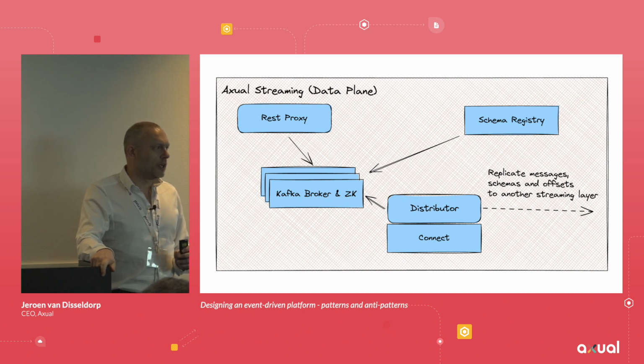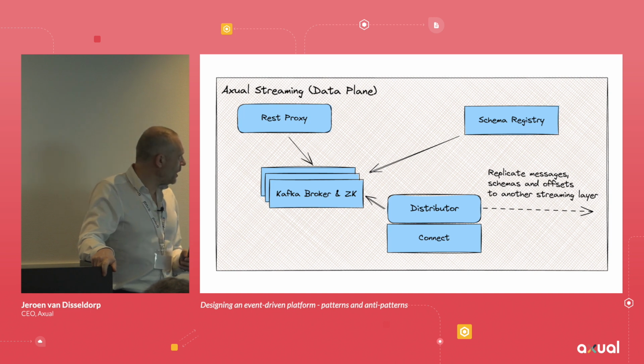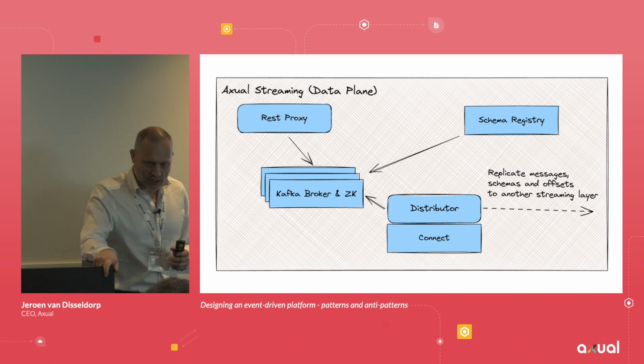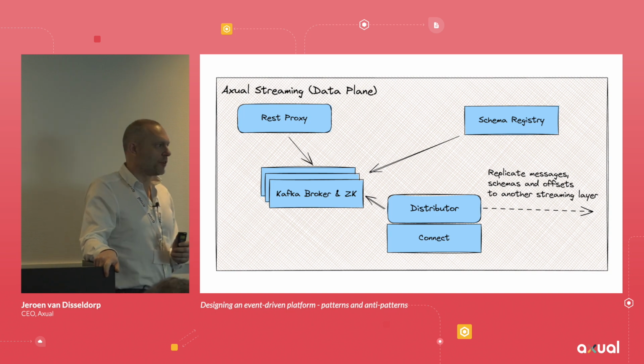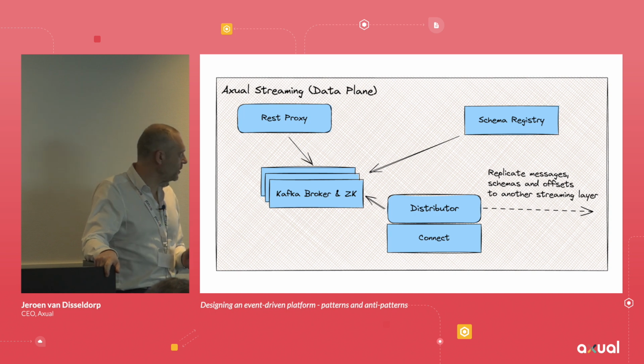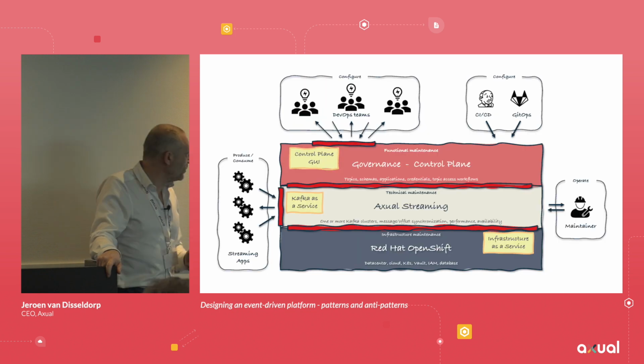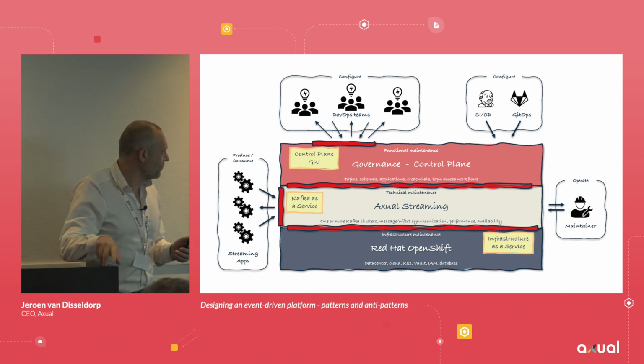REST proxy, which allows applications to produce and consume using REST. And we also have a component called Distributor, which allows you to synchronize clusters. And that is one of the components that Eneco is also using to integrate their cloud cluster with on-prem. So that gives you a number of components that completely fill up the streaming layer in the middle. And that's what gives you your Kafka as a service.